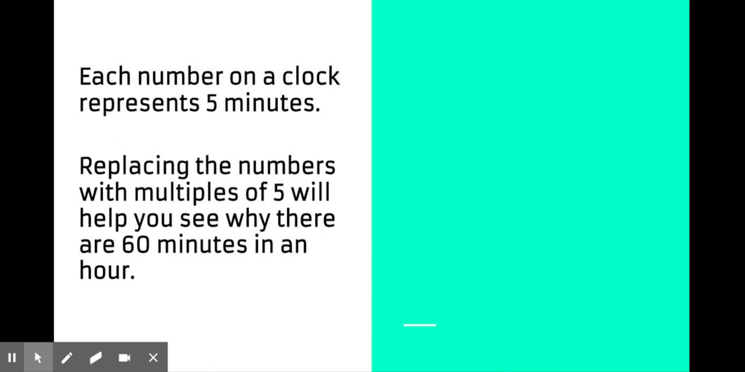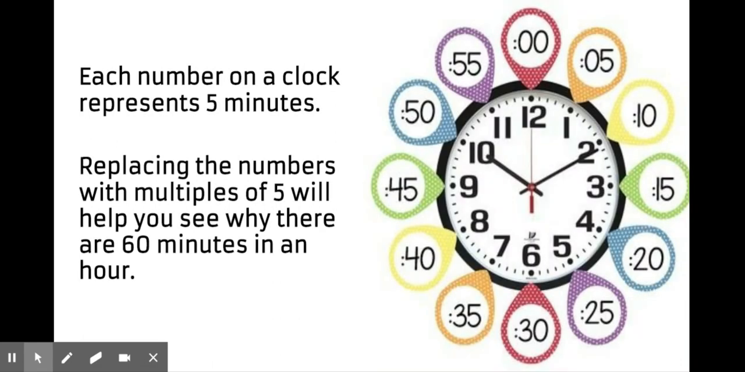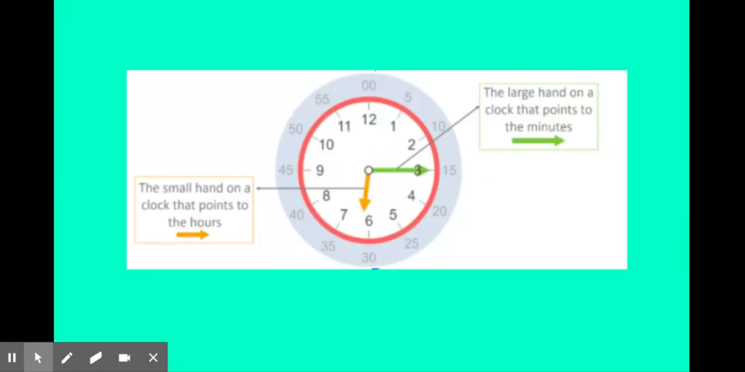Each number on a clock represents 5 minutes. Replacing the numbers with multiples of 5 will help you see why there are 60 minutes in an hour. The hour hand on the clock is the shorter hand, while the minute hand is the longer hand. We read the time by looking at the hour hand first and then counting the minute hand. Each number on the clock, remember, is equivalent to 5 minutes.